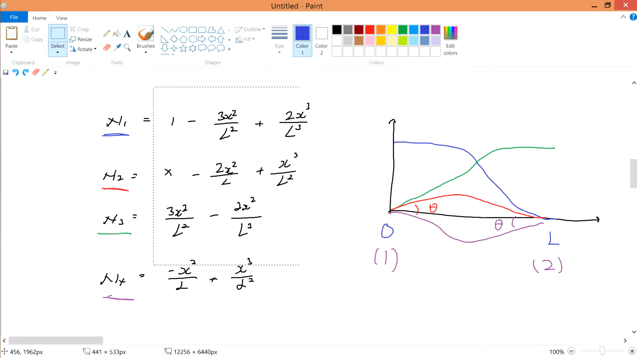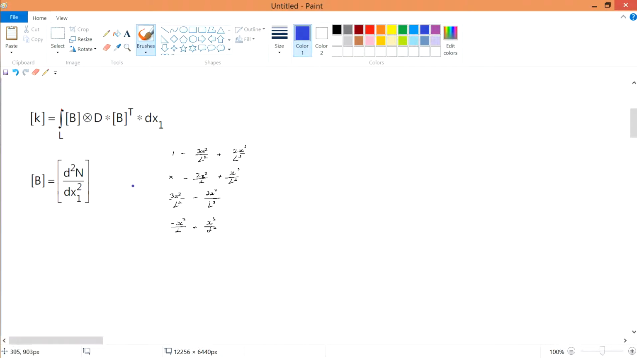I'll simply copy this equation and put it here on a smaller scale, because my handwriting just now was very big. So you have d x squared, and this thing is your shape functions: this is our N1, N2, N3, and N4. This whole thing over here is your B.